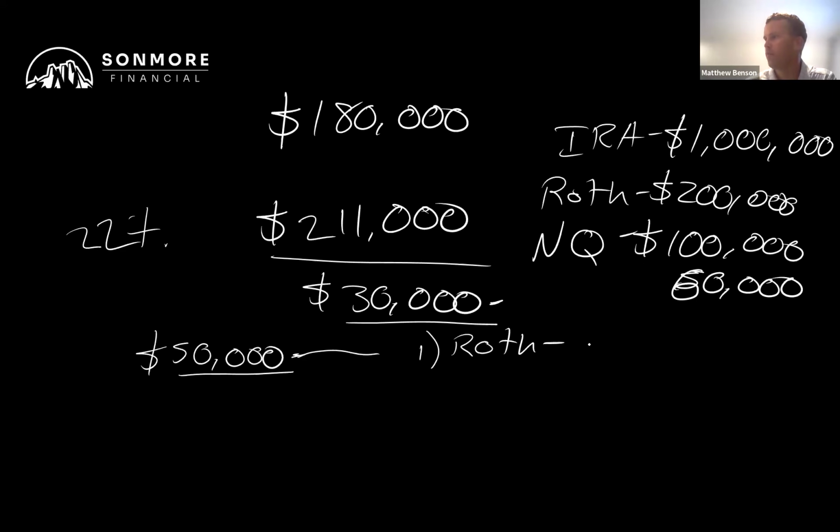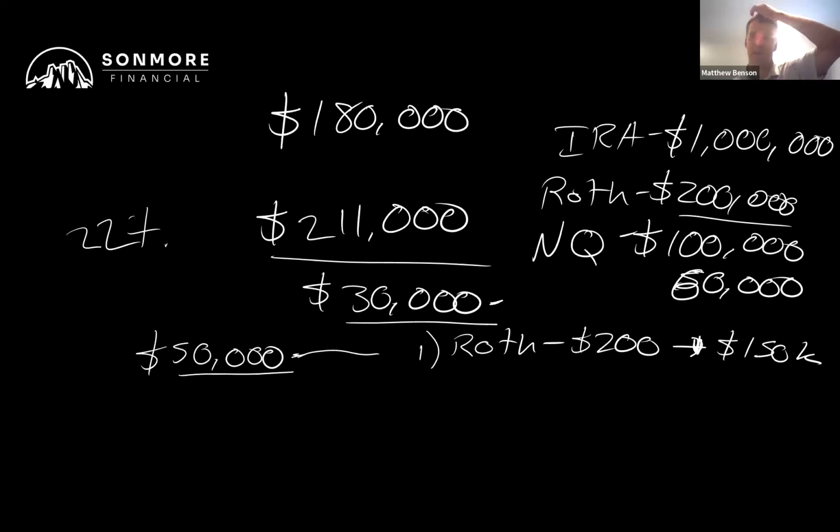So our Roth balance would go from 200,000 down to 150 now, and you'd have 50,000 in your bank. On your Roth account, 50,000 in your Roth account is the same as 50,000 in your bank account. In other words, you don't need to account for taxes on it because it's after-tax money, right?